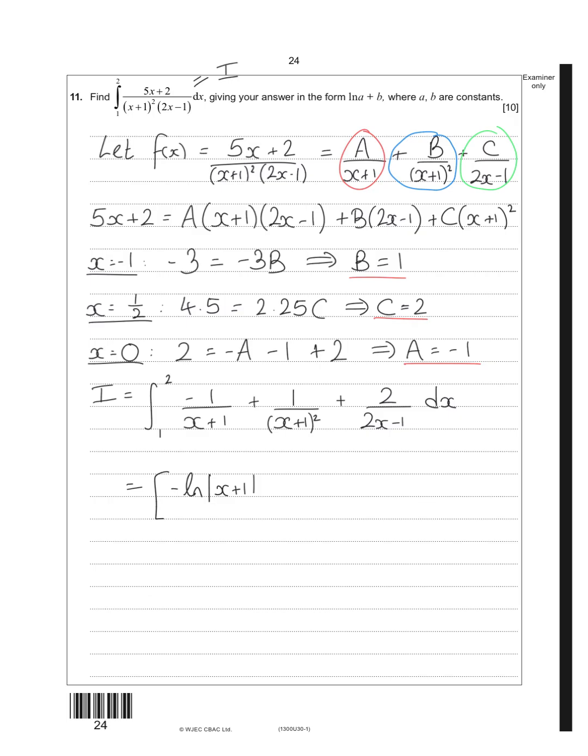Then this middle term here, I can definitely see some people making a mistake on this one. Remember, you should think of it as (x plus 1) to the power -2. So you're going to add 1 to the power and divide by the new power. So you're going to get -1 over x plus 1. And then this last term, you're going to have 2 times the natural log of the bottom divided by the derivative of the bottom. So you're actually just going to get plus the natural log of |2x minus 1|, because the 2 in the numerator cancels with the 2, which is the derivative of the denominator. And I can close my brackets, evaluating that between 1 and 2.